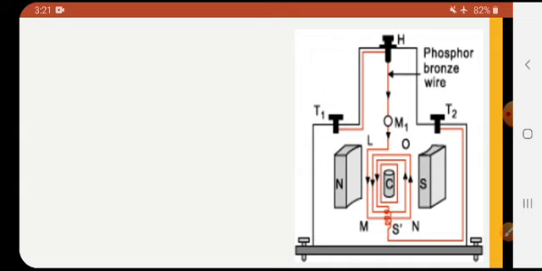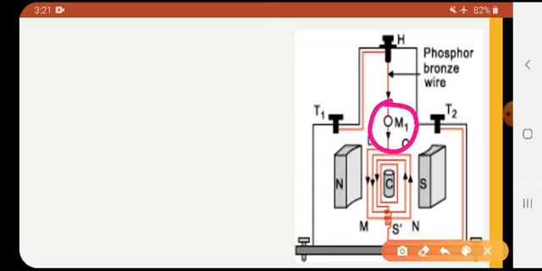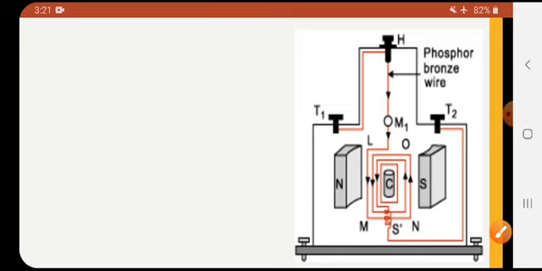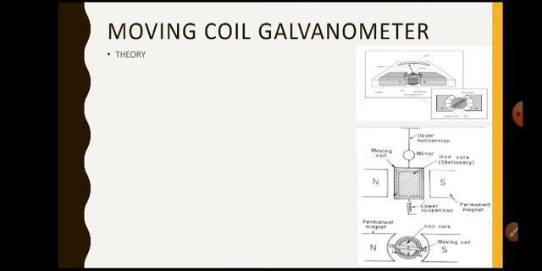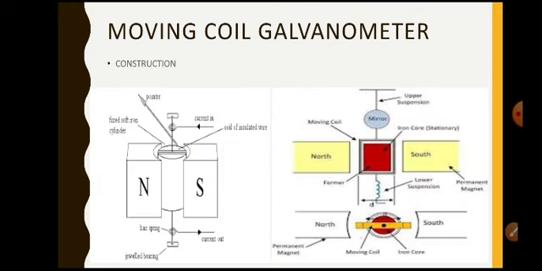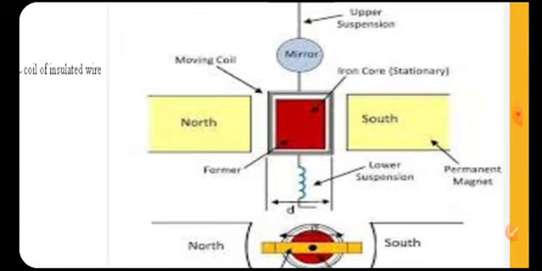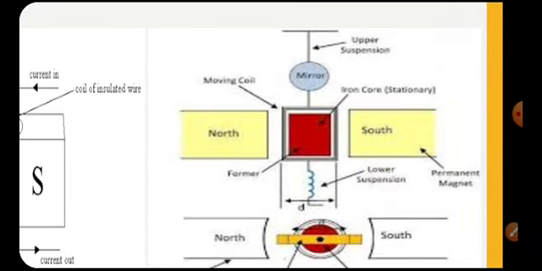Here a concave lens representing M1. See in the picture M1. This is a concave lens mirror placed on the suspension strip, fixed to the suspension strip to note the deflections of the coil using a lamp and scale arrangement. It is used to measure the deflections of the current, right? This is the moving coil galvanometer construction.